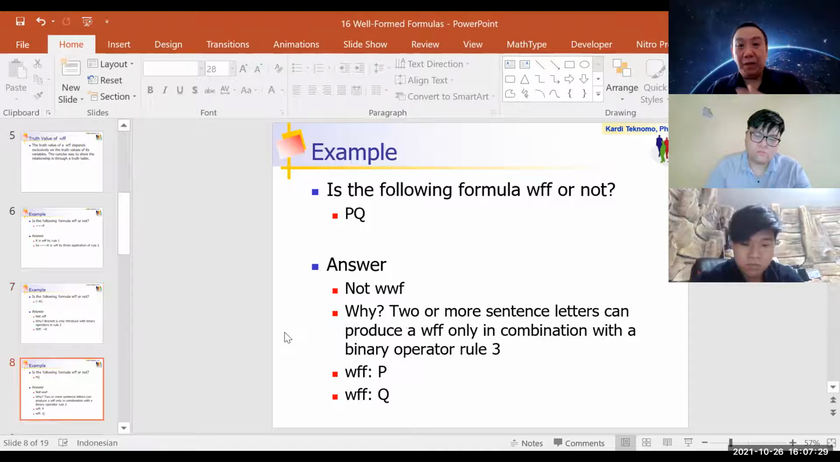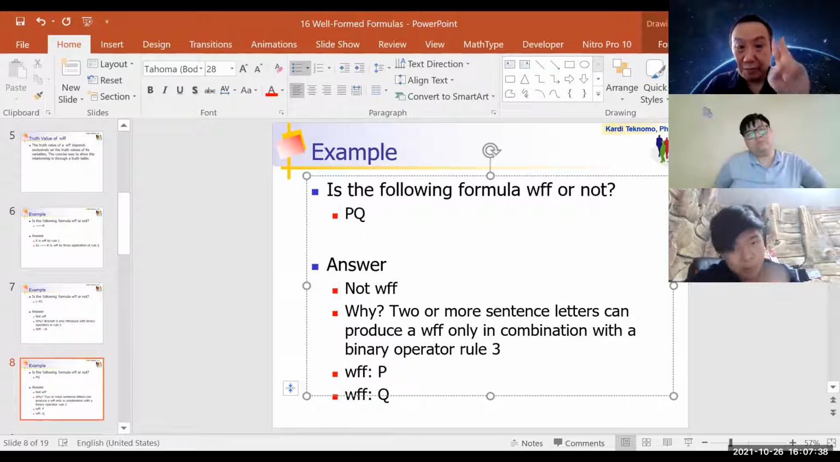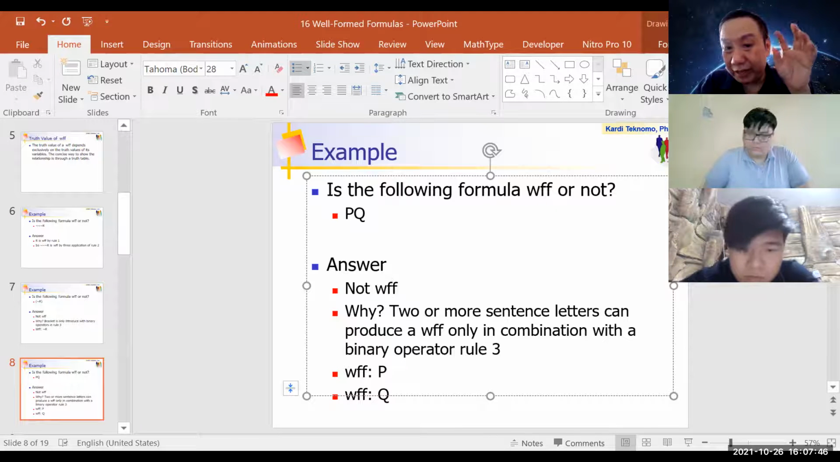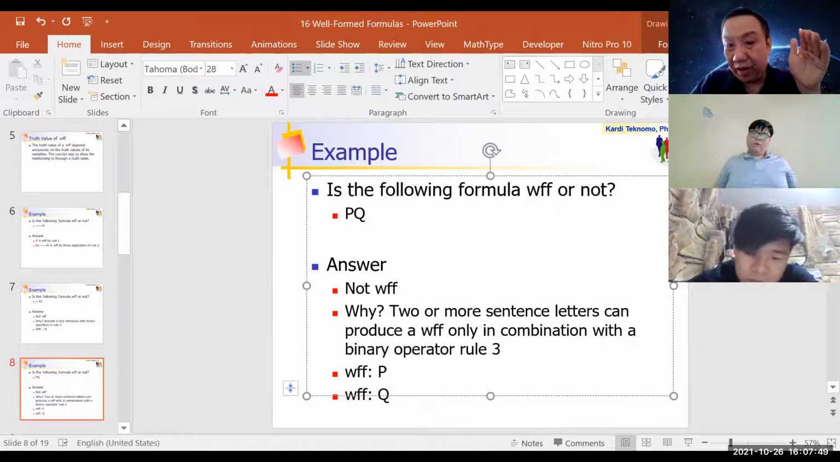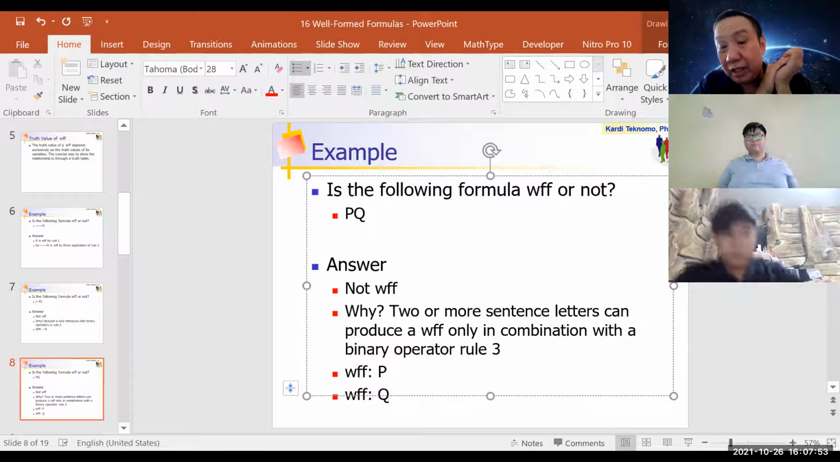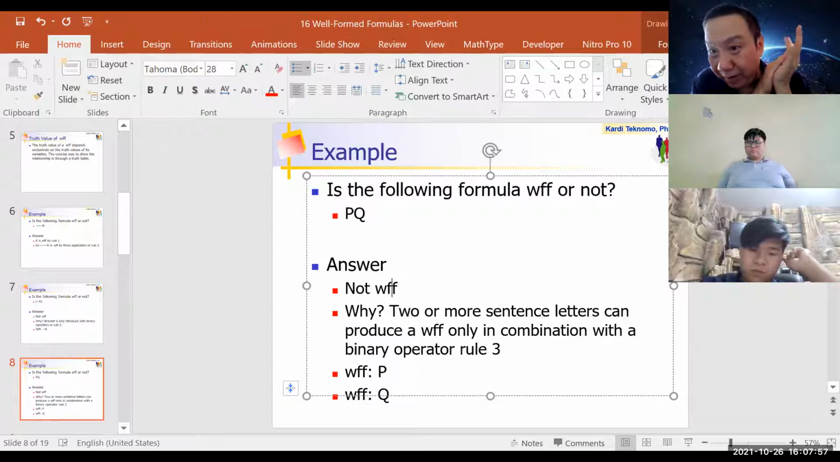Next, how about this? Is this a WFF or not? The answer is not. Why? Because it must be one, either P or Q, not PQ. So two or more sentence letters can produce a WFF only in combination with a binary operator in rule three. Can you see the difference?